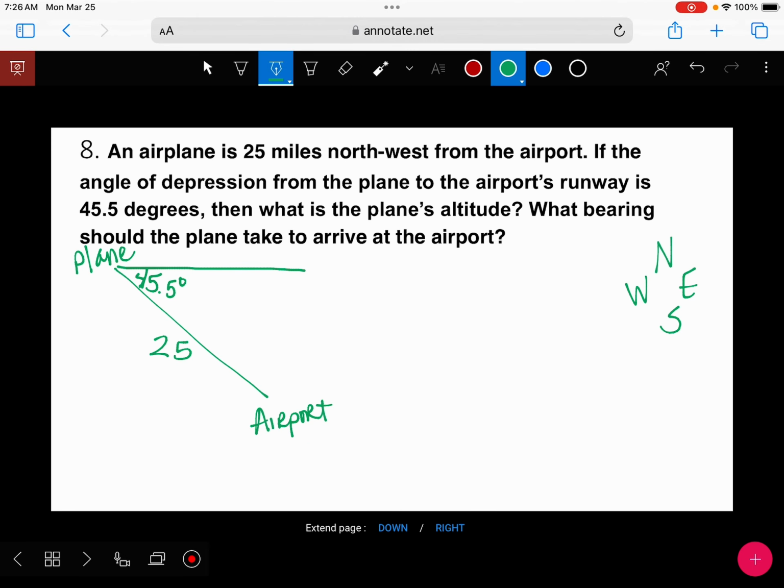And it's asking for the plane's altitude. And remember, altitude is the same as height. I know my triangle is a little raggedy, but this is where your altitude is. So you're not looking for an angle for part 1. So go ahead, set up your trig ratio and solve for the height. Angle of depression, yes.